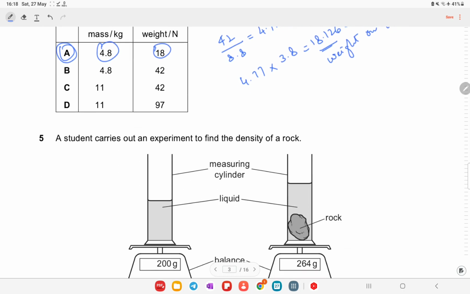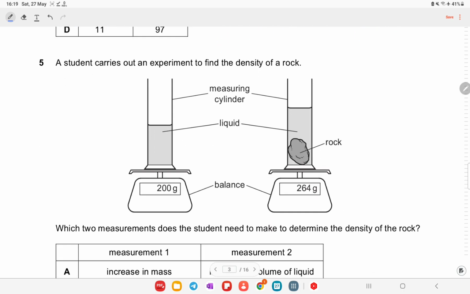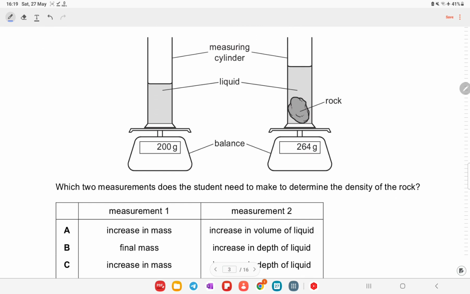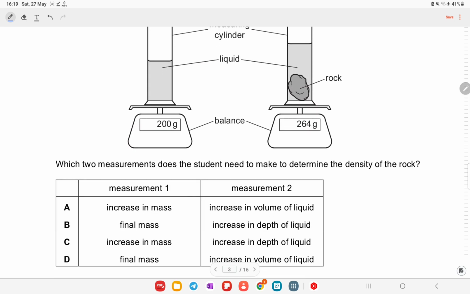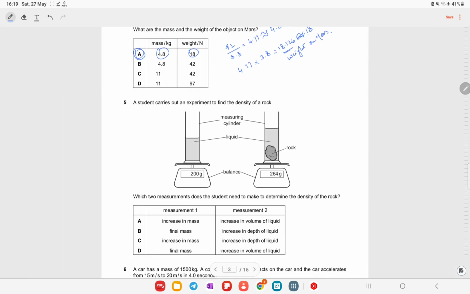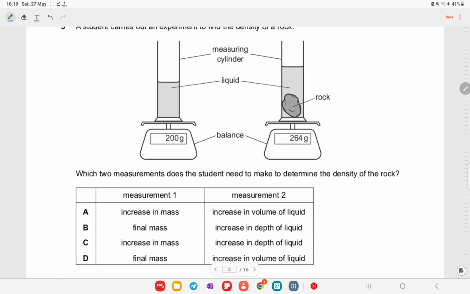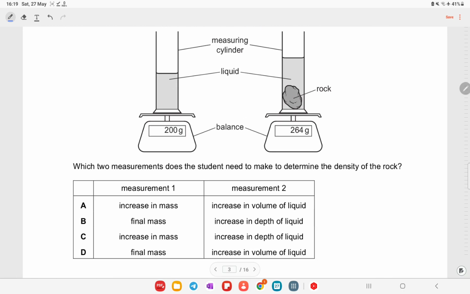Okay, moving to the next question. A student carries out an experiment to find out the density of a rock. Which two measurements does the student need to make to determine the density of the rock? The first thing is to measure the increase in mass, and then the increase in volume. So yes, this is the one which you need to do in order to find out the density of the rock.